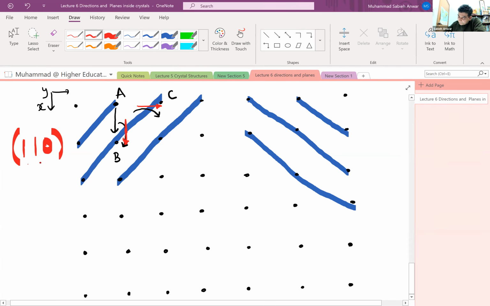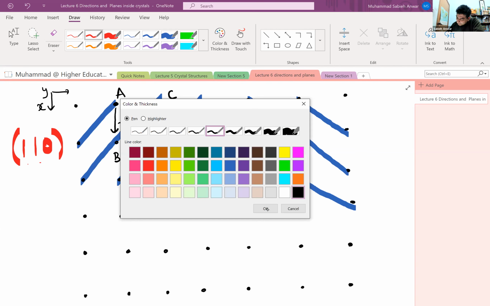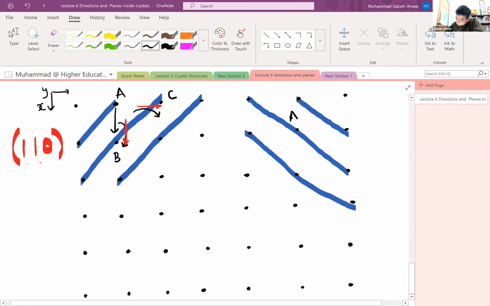Now, if I were to do the same process on the planes that I've drawn on the right, I could start off at this point A and move downwards by 1 unit. There is one crossing, 1, but then I move in the Y direction. There is also one crossing.